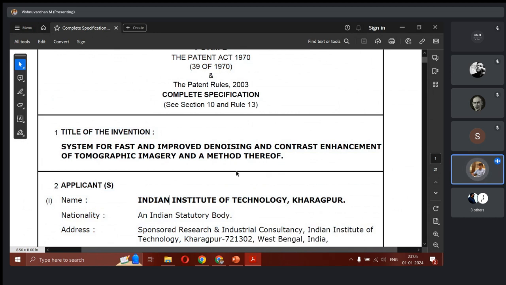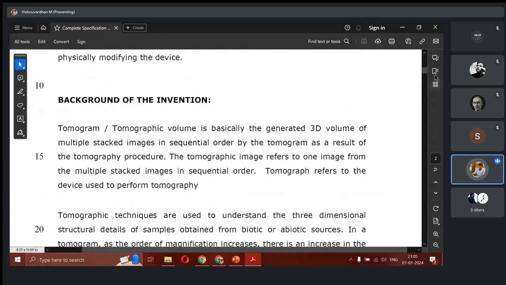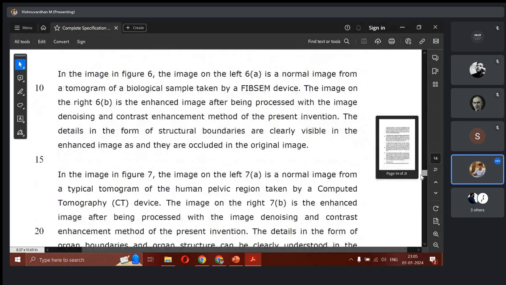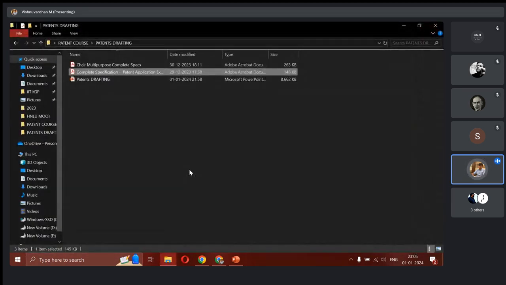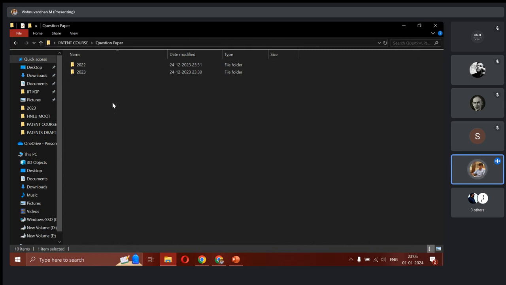Then I felt sorry for you guys, so I took a simpler one. So multi-purpose chair is good enough, right? This is a very complex invention. It took us quite a few times to read it and understand it. But in general, it's a software-based invention. It's to improve the contrast of any MRI, CRI that you get done in a lab. Okay, so don't worry about that. It's too advanced. Coming to the question paper.